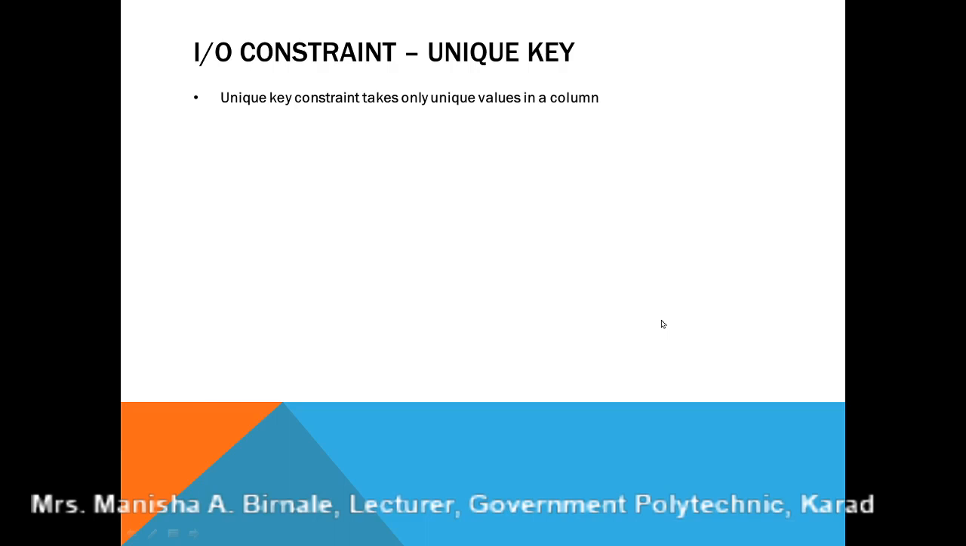In the primary key constraint also we have seen that the column which is designated as a primary key takes only unique values. But there is a difference between primary key and unique key. In a table there may be more than one unique key. We have seen one table can have only one primary key, but in case of unique key there may be more than one column which will accept only unique values.